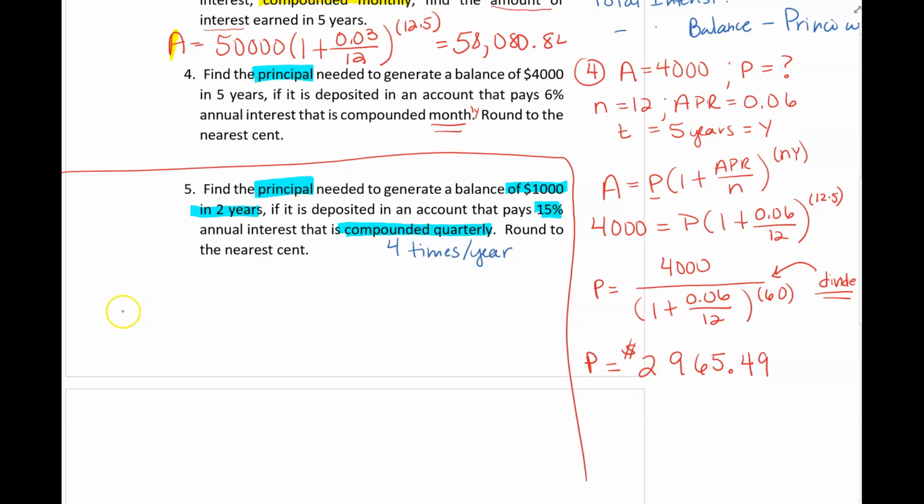So in this case, remember, the $1,000 goes over here on the left, and we put a P in because that's what we're trying to find. 1 plus, now 15% written as a decimal is 0.15. Because remember, we take that decimal, it's understood to be at the end. You move it 2 places to the left, and that's what gives it 0.15. This time we're dividing by 4 because we are compounding quarterly.